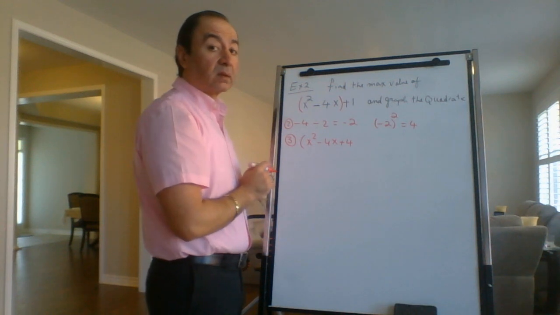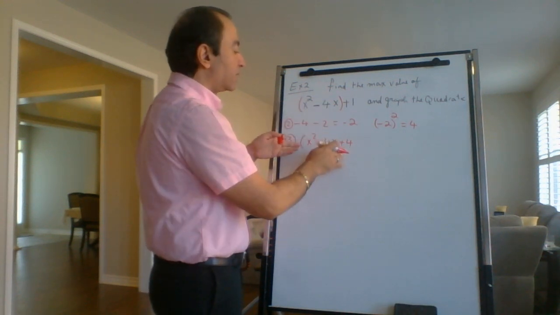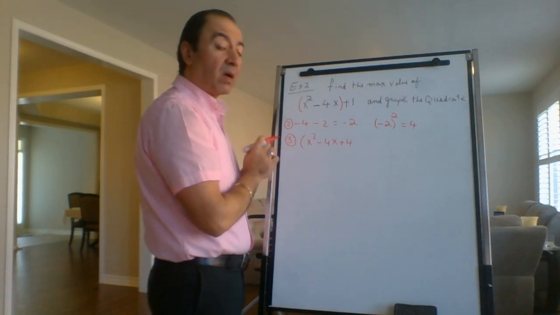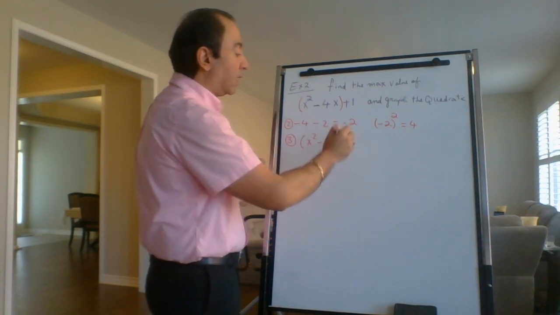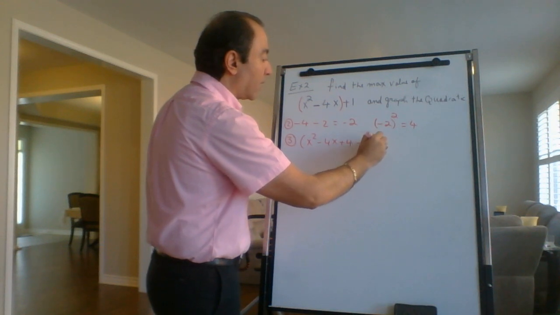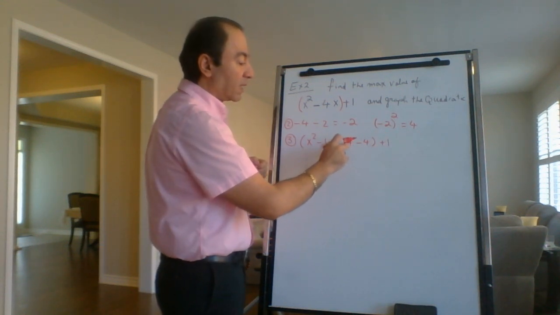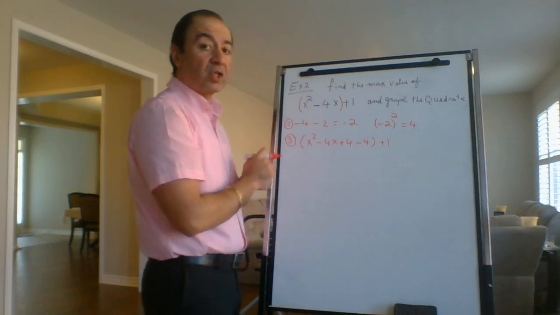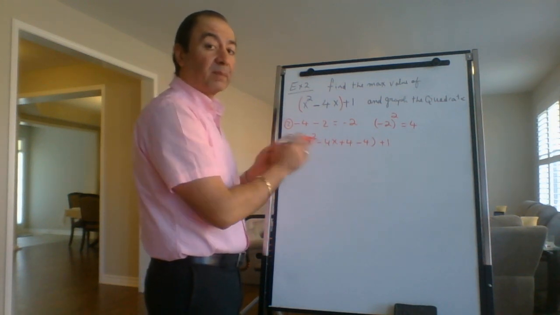When we added, this is not the same as this because I added 4 to it. So it is not the same. How do I overcome this problem? I subtract the 4. How does this help? Because that means I added 4 and subtracted 4, so I added 0. So I didn't change anything. I just played the game.